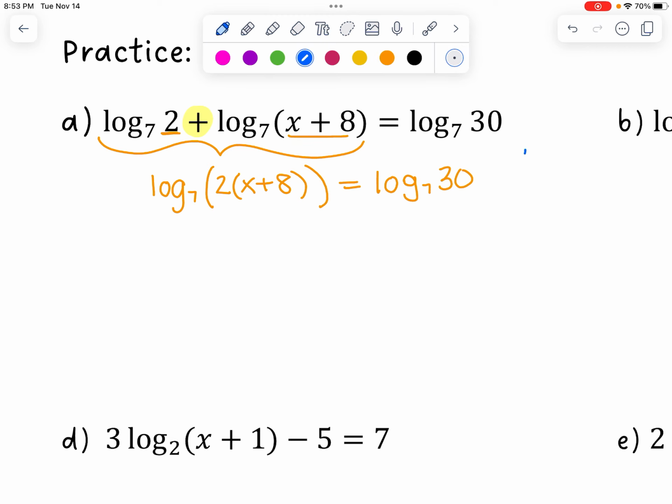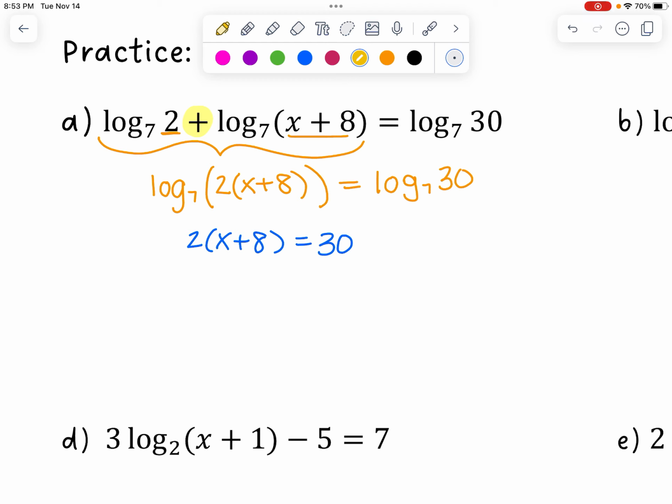All right, now that these logs on the left are condensed, I'm going to look at the equation. I have log base 7 of 2 times (x plus 8) equals log base 7 of 30. In this question, I've got log base 7 on both sides of the equal sign, and so now we can drop the logs. I'm left with 2 times (x plus 8) equals 30. All right, so now we get to just solve for x.